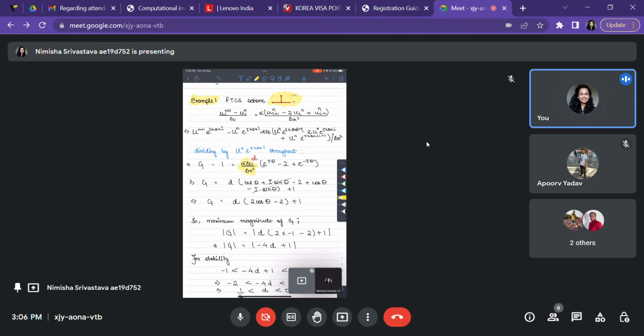So then what I have over here is the normal FTCS scheme, which is it an explicit or an implicit scheme? Can you type it up in the box and let me know?